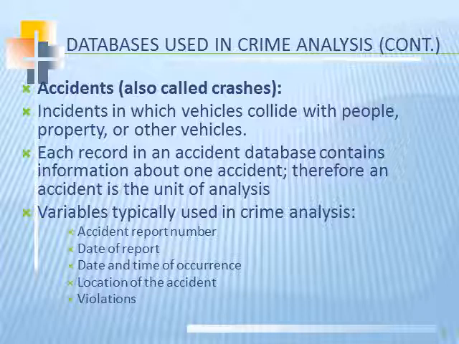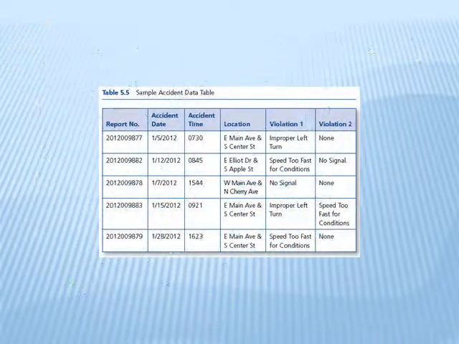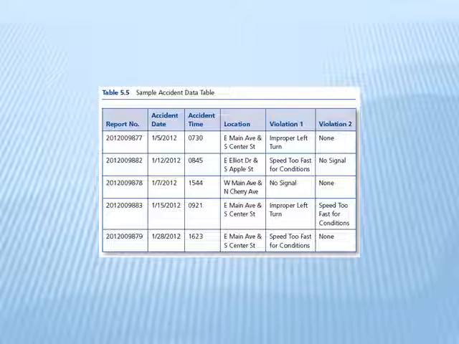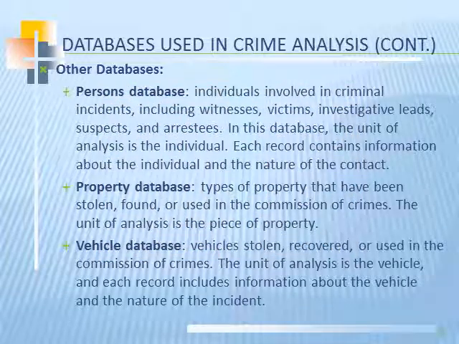Traffic accident or crash data are typically recorded in standardized ways dictated by state laws. Traffic accidents are incidents in which vehicles collide with property or other vehicles. Table 5.5 from the text gives us a sample accident data table. The police tabular databases used in crime analysis include property, vehicle, persons, field information, and traffic databases.